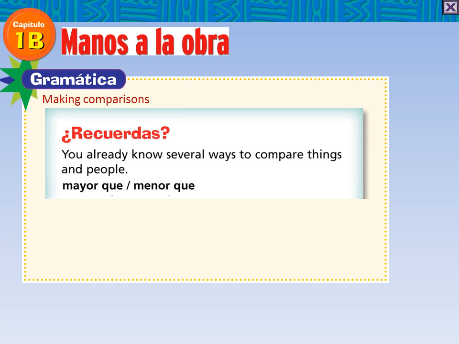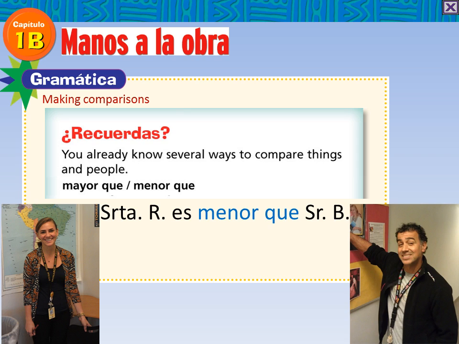Okay, kids, so we have mayor que, which is older than, and menor que, which is younger than. Aquí tenemos un buen ejemplo. Señorita Rosenwinkel es menor que Señor Busta. Can you guess who's younger? Señor Busta es mayor que Señorita Rosenwinkel. Mr. Busta is older than Ms. Rosie.